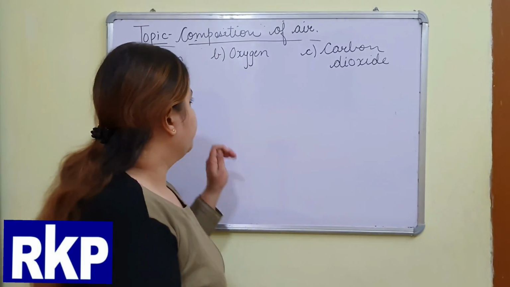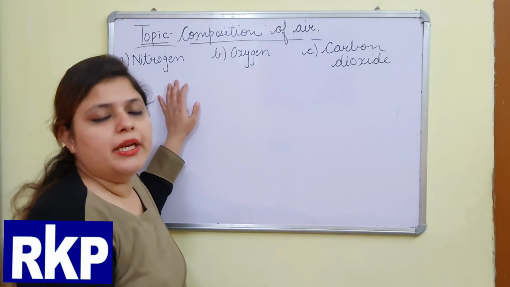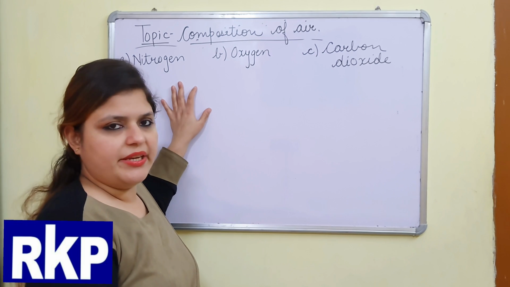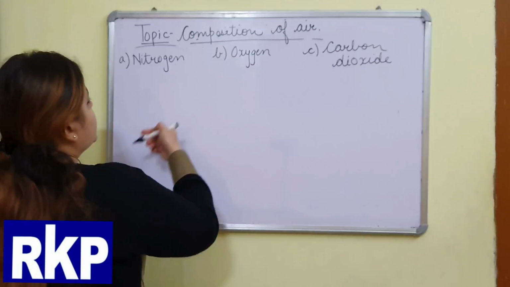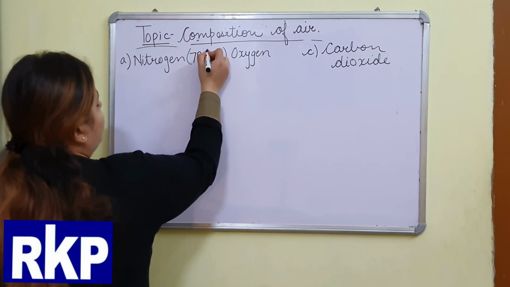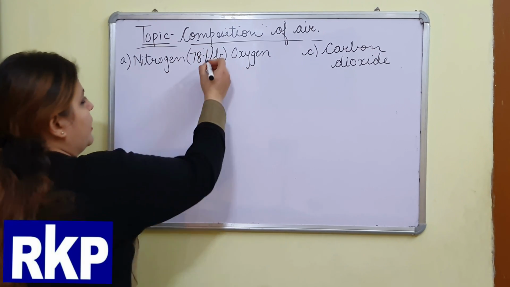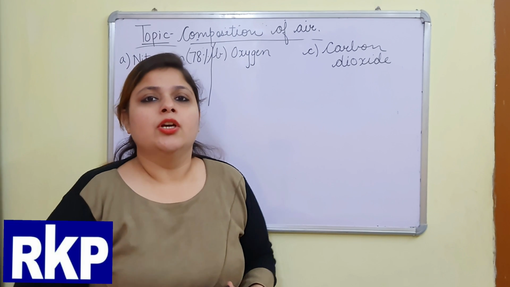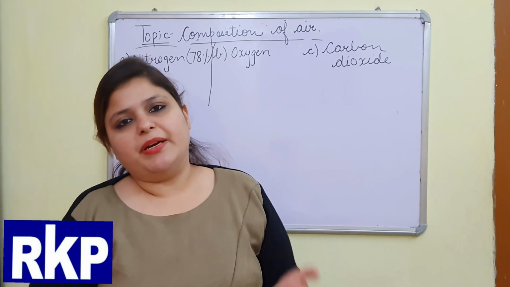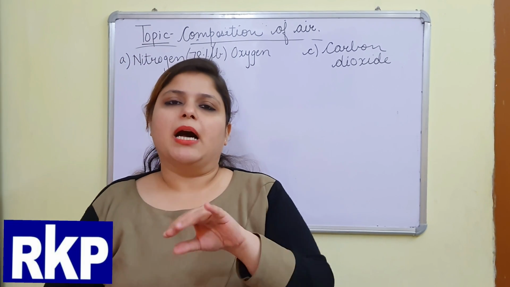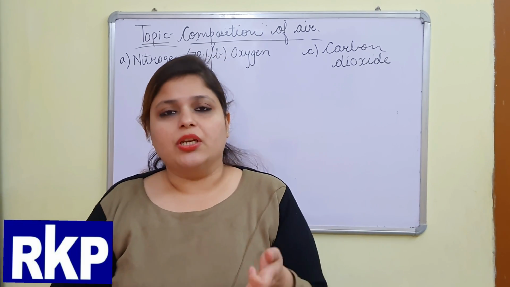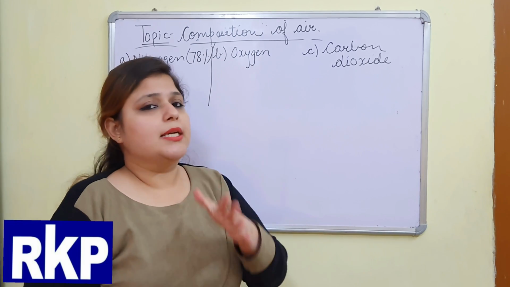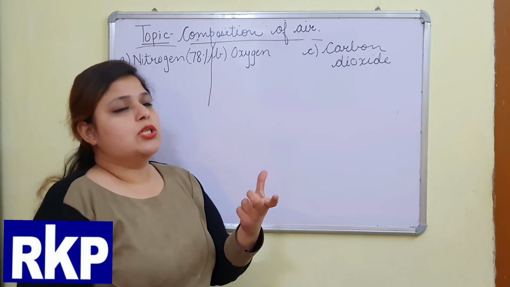So let's start. First is nitrogen. Nitrogen is that gas which is present in large amount in our atmosphere, that is 78%. Nitrogen gas is very important for all the living organisms. But if we talk about plants, plants also need nitrogen. You will say that ma'am, plants need carbon dioxide gas to prepare the food. Plants need oxygen for respiration or breathing. But why do plants need nitrogen gas? Plants need nitrogen gas also.